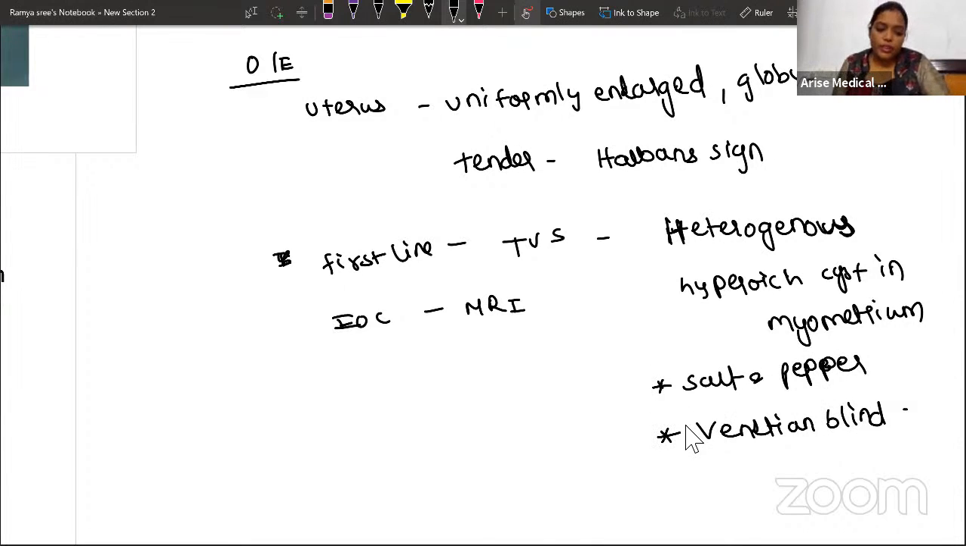That will appear as salt and pepper appearance or Venetian blind appearance. Usually they can grow up to 12-week size. Okay.